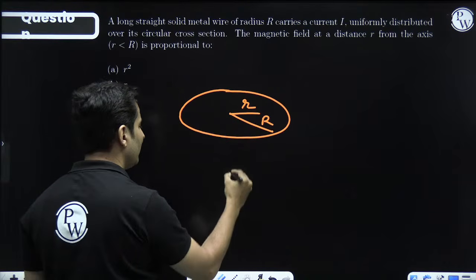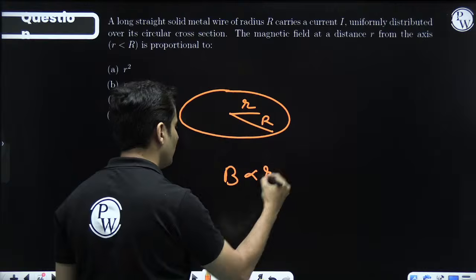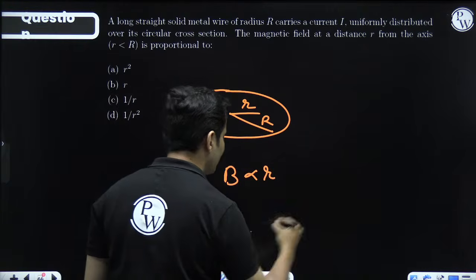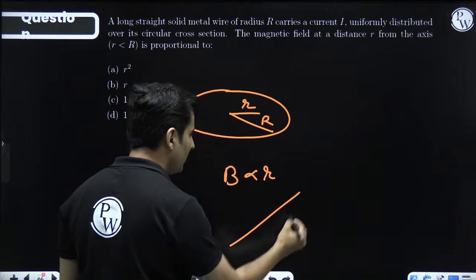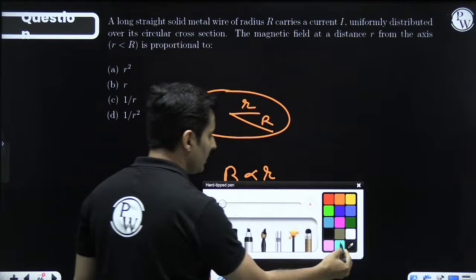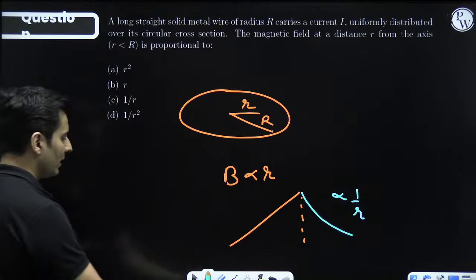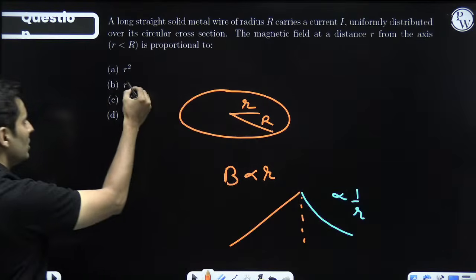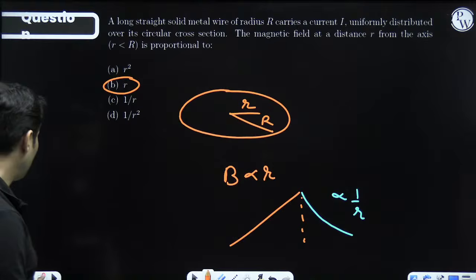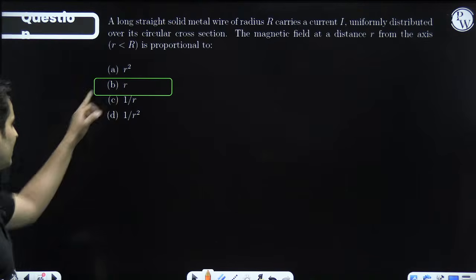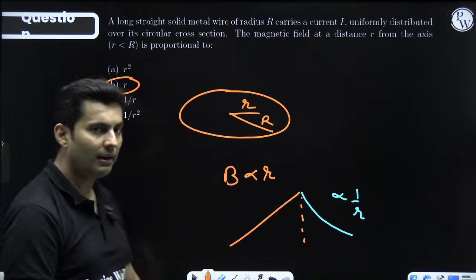So what is the magnetic field inside? I just told you it is proportional to R inside, because the graph is a straight line. But the moment you shift to outside, that's when it becomes inversely proportional to R. But for us right now, we are inside, so it should be proportional to R. That's the answer, option B. Perfect. Great. Amazing.